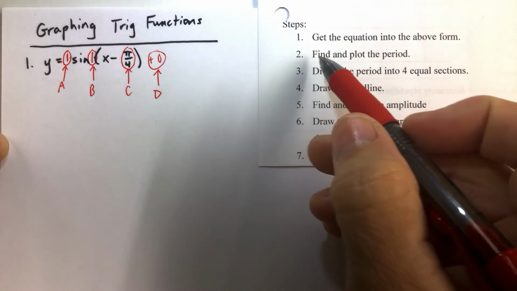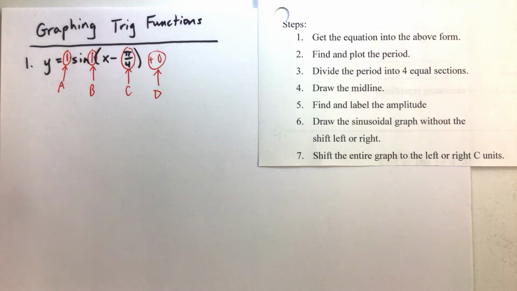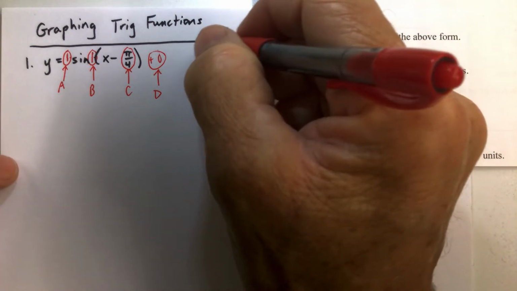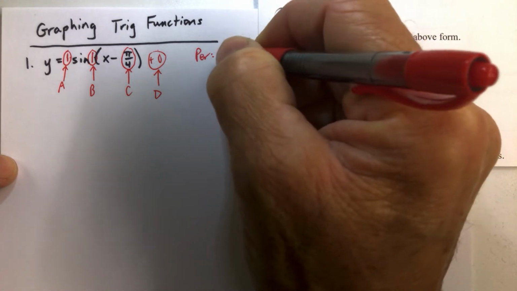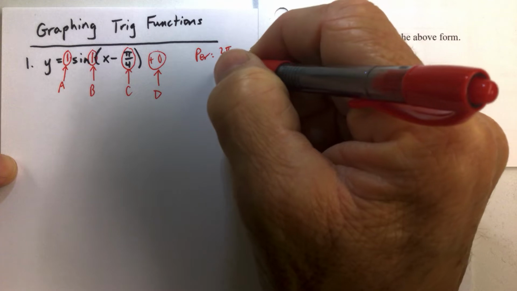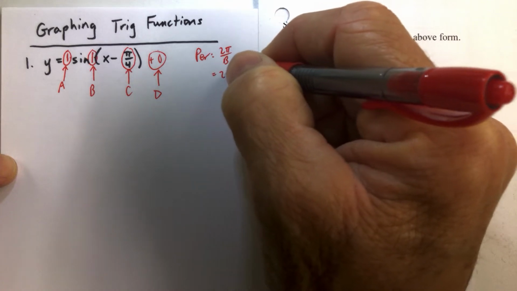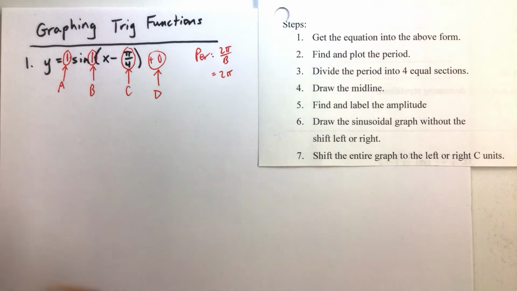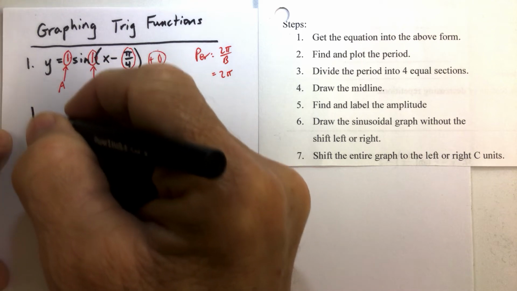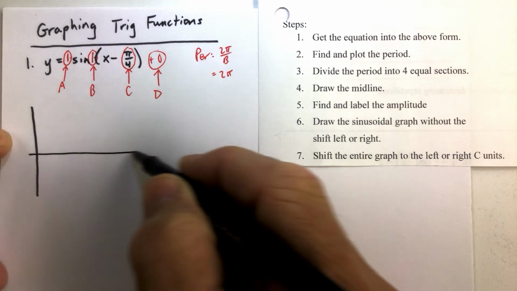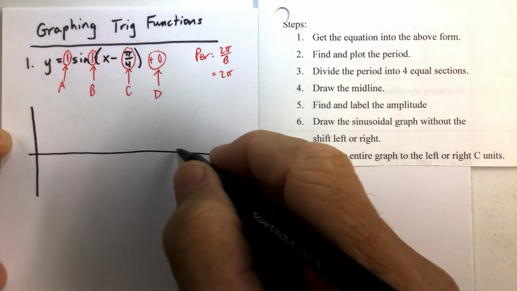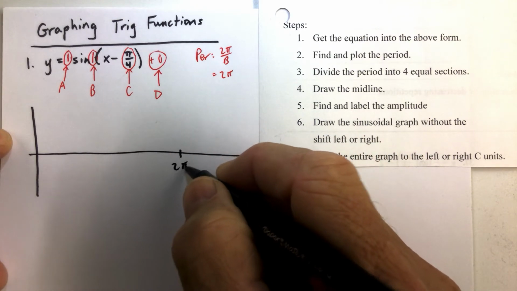The second step is to find and plot the period. The period is always going to be 2 pi over b, and we just talked about that. The b is 1, so the period is equal to 2 pi. We found it, now we have to plot it. We're going to be moving pi over 4 to the right, so we can leave plenty of space over here. Let's put our 2 pi right there.